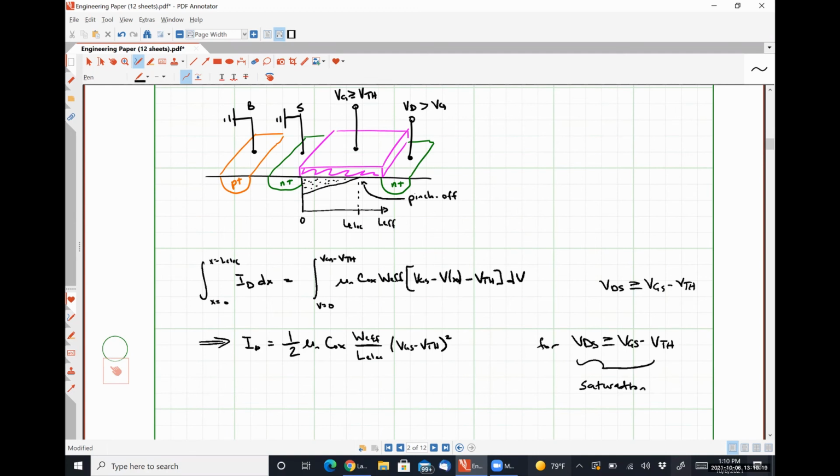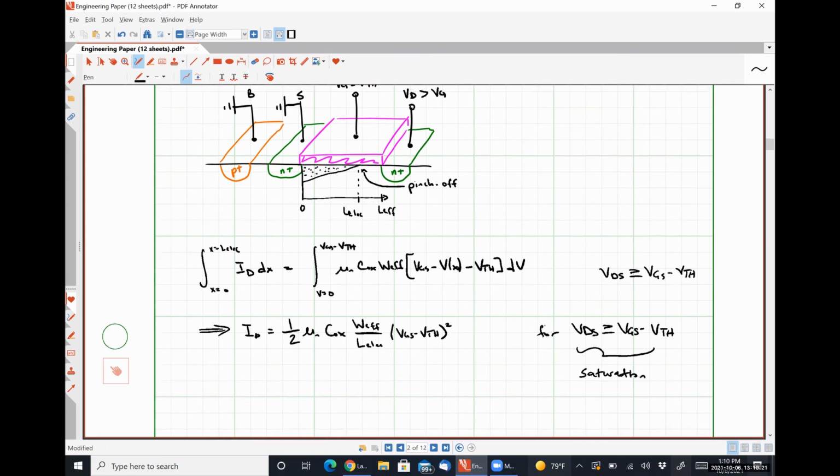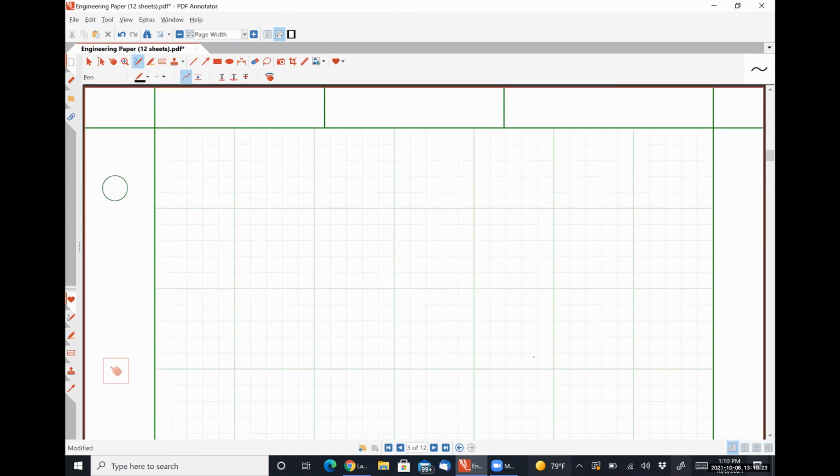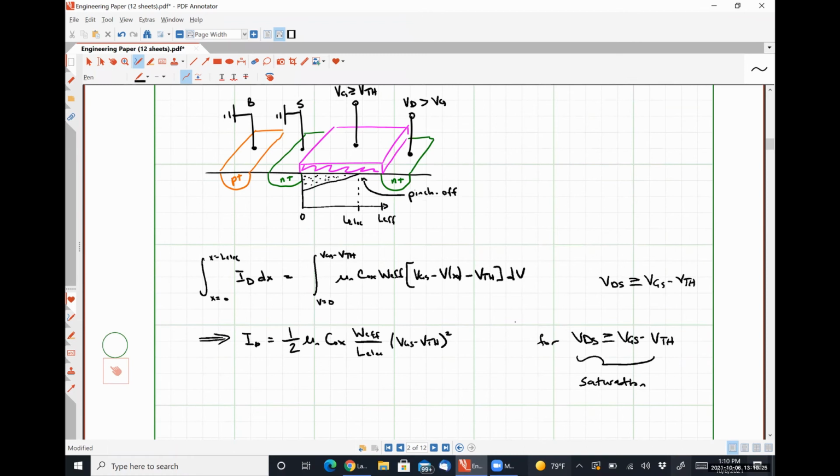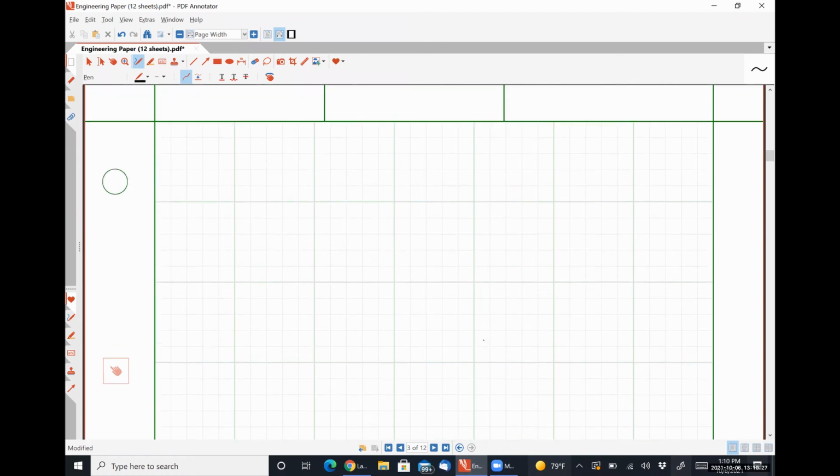So now let's talk about channel length modulation. And then I think this will wrap us up for the day. And we'll get into some operational modes we're less familiar with for the next class meeting. Okay. Channel length modulation. All right.